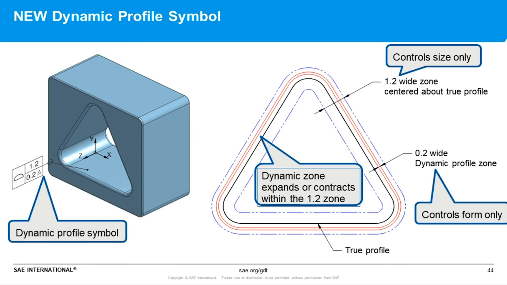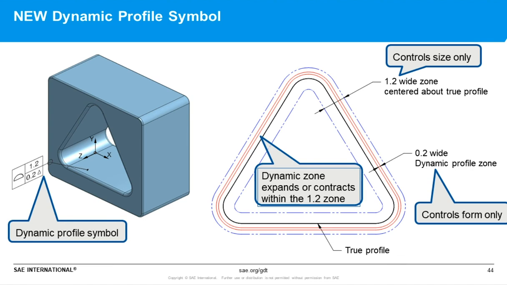The next big significant change, as we see here, is where we have a composite profile tolerance in this case. If we look closely, we'll notice in that feature control frame applied to the triangle hull, we have a little triangle symbol in the lower segment. That is called the dynamic profile symbol. What that means is that the lower segment only controls the form of that triangular hull, the form of its surface, not the size. The size is controlled by the upper segment.